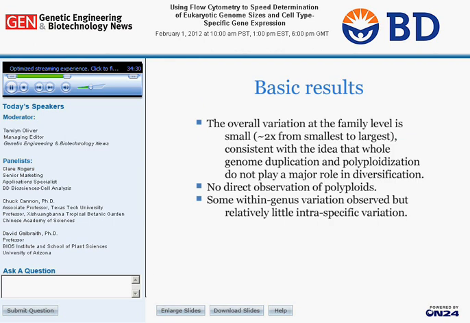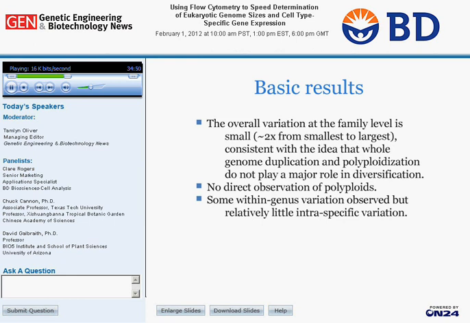So the basic results, just to sum up some of this, is the overall variation at the family level is relatively small. You only have 2x from the smallest to the largest, and this is relatively consistent with the idea that whole genome duplication and polyploidization hasn't really played a major role in the diversification of these tropical species. And so that's quite interesting.